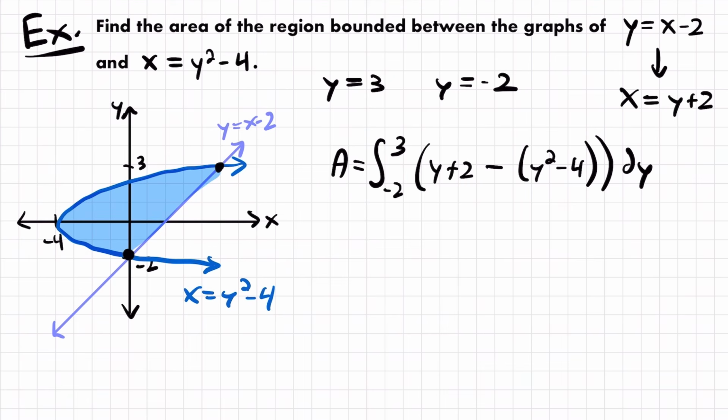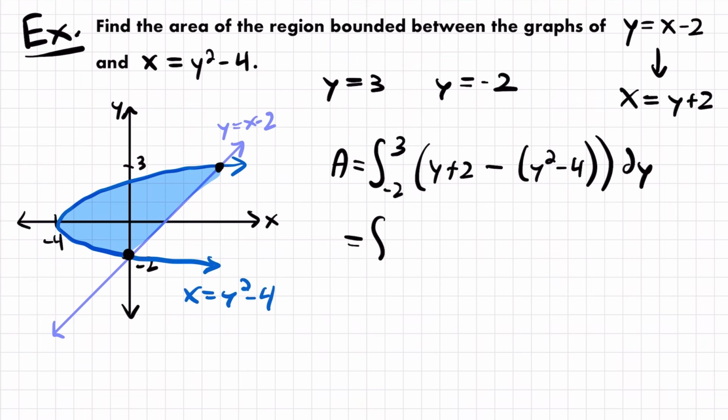And so that is the beauty of integrating with respect to y. Depending on your region, it's going to be easier because you only have to set up one definite integral. All right, because when you look from right to left, no matter where you are in this region, this line is the rightmost function or the top function, and this parabola is on the left or the bottom function. Okay, so let's solve this definite integral and find the area of this region to close things out here.